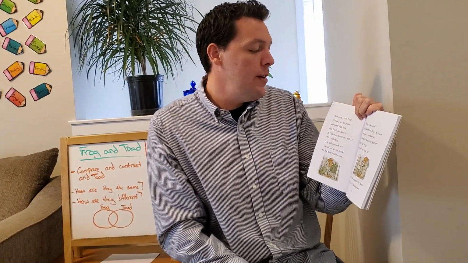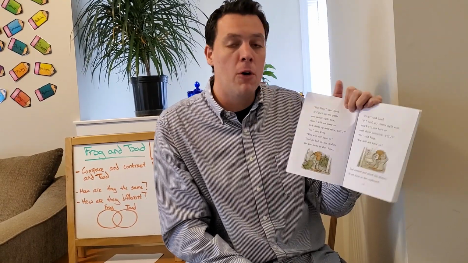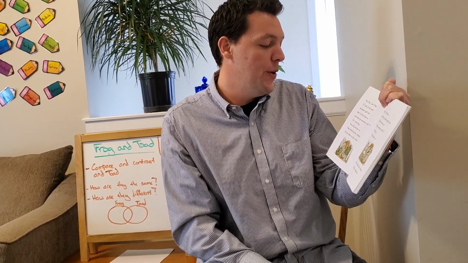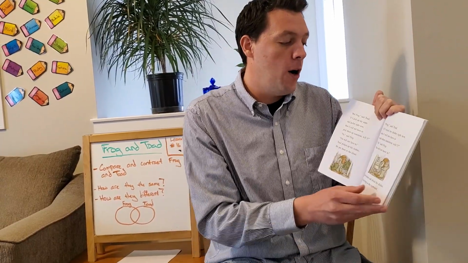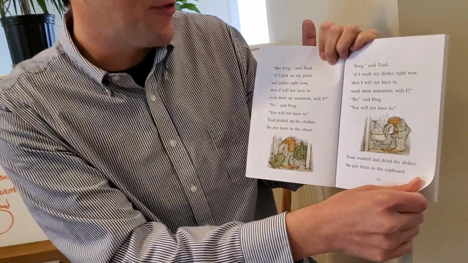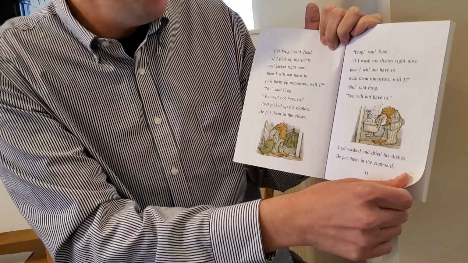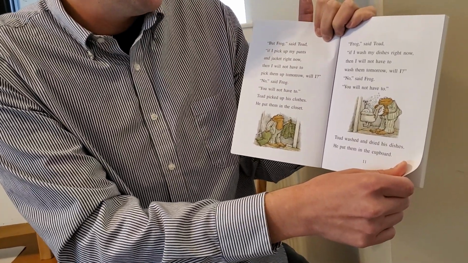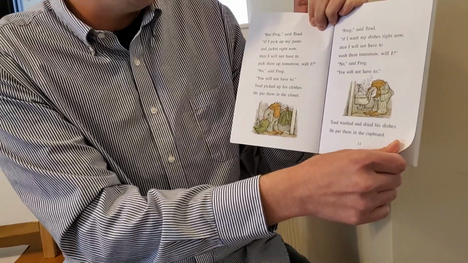"But Frog," said Toad, "if I pick up my pants and jacket right now, then I will not have to pick them up tomorrow, will I?" "No," said Frog, "you will not have to." Toad picked up his clothes and he put them in the closet. "Frog," said Toad, "if I wash my dishes right now, then I will not have to wash them tomorrow, will I?" "No," said Frog, "you will not have to." Toad washed and dried his dishes. He put them in the cupboard.